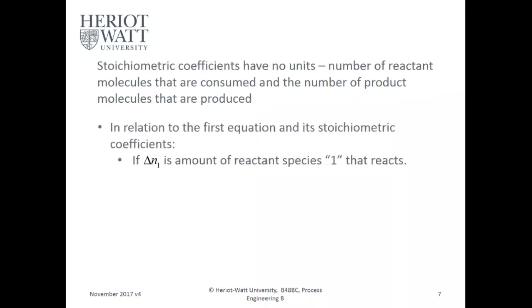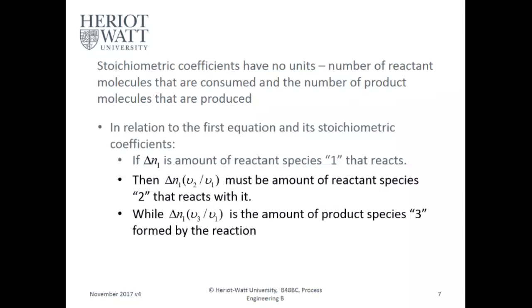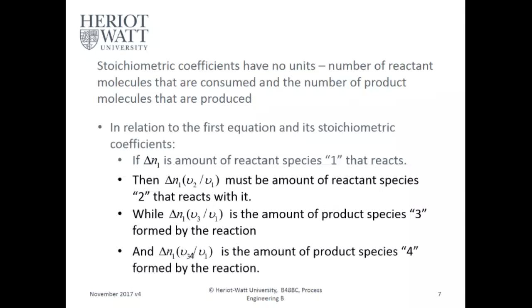In relation to the first equation in stoichiometric coefficients, if delta N1 is the amount of reactant species 1 that reacts, then delta N1 multiplied by v2 over v1 must be the amount of reactant species 2 that reacts with it, and v3 over v1 is the amount of product species 3, and v4 over v1 is the amount of product species 4 formed by the reaction.